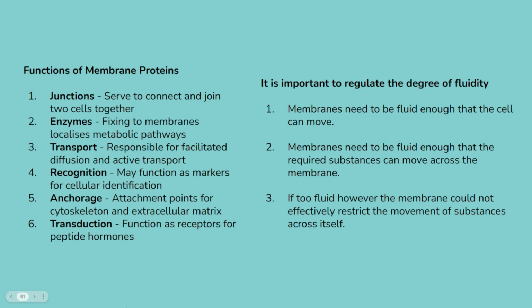So it is important to regulate the degree of fluidity, because as you mentioned, the membranes are fluid and dynamic. They need to be fluid enough in order for the cell to move. But if they are too fluid, the membrane could not effectively restrict the movement of substances across itself, right? If it's too fluid, substances will just go in and out, and then the whole purpose of your membrane is defeated. Membranes need to be fluid enough such that the required substances can move across, and those substances that are not allowed to or should not move across can be stopped right at the start.